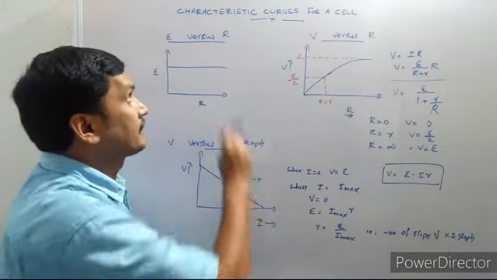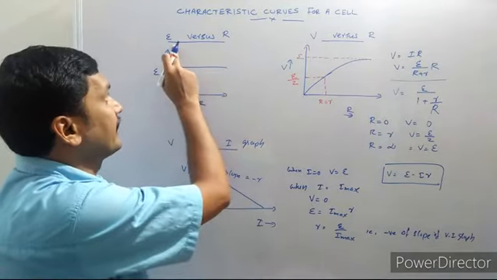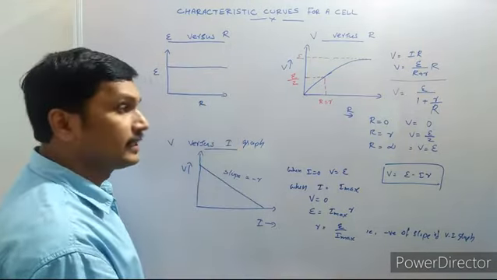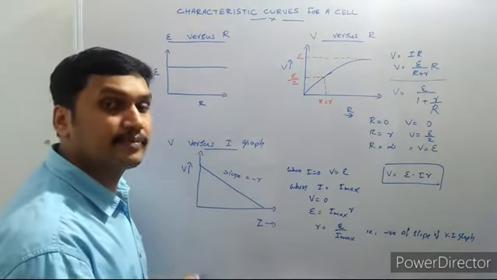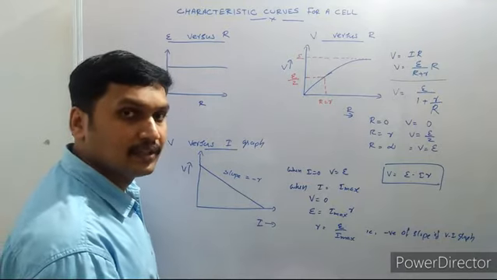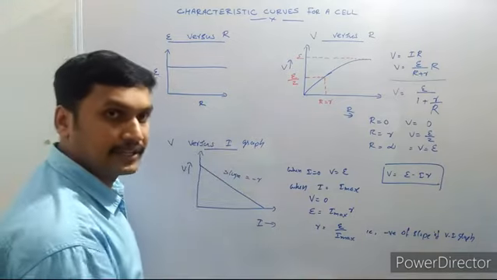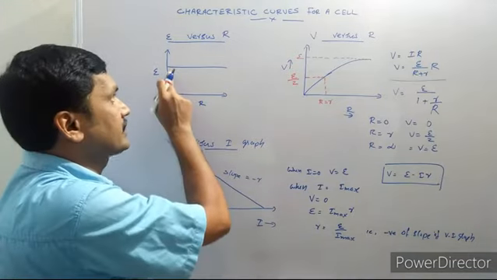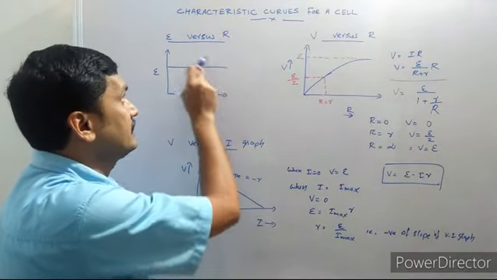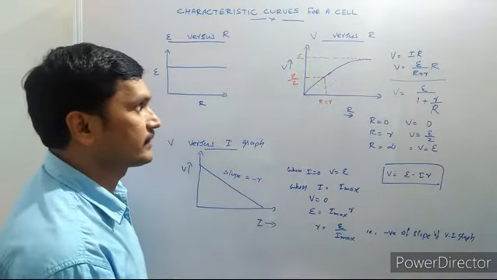Now let us see some characteristic curves for a cell. First, we are drawing a graph between the EMF and external resistance. You know that EMF is the potential difference between the terminals when no external resistance is connected. So we can say external resistance and EMF of a cell are independent, and we get a straight line parallel to the x-axis, or resistance axis. The E versus R graph is a straight line parallel to the x-axis.